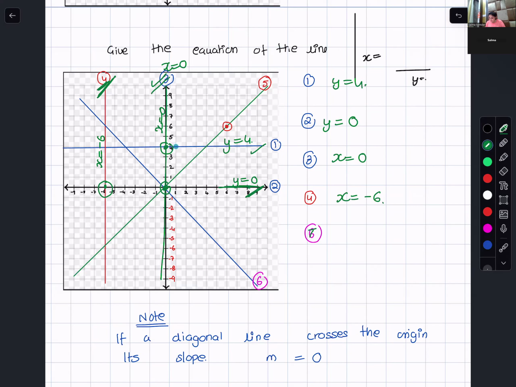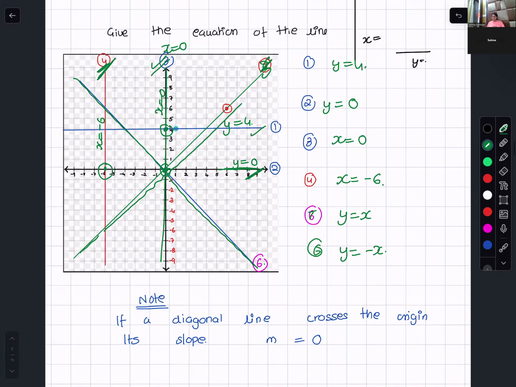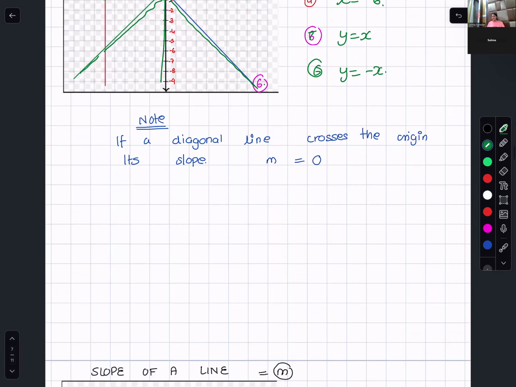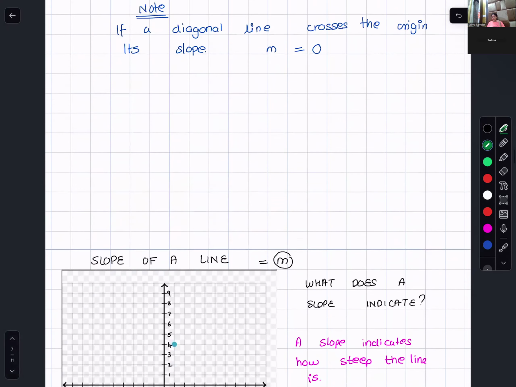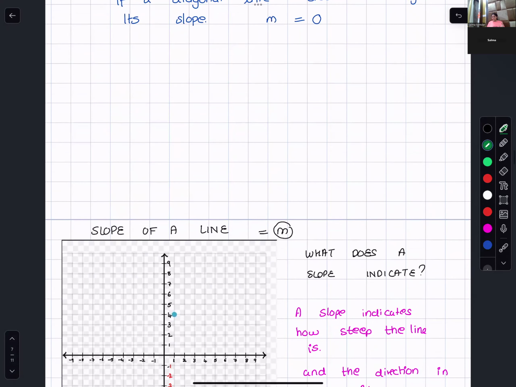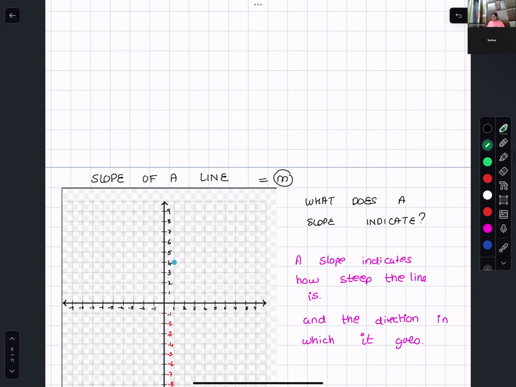Equation of the fifth line, y is equal to x, and equation of the sixth line, that is this one, will be y is equal to -x. Okay, if the diagonal line crosses the origin, the slope, that is m, will always be 0.